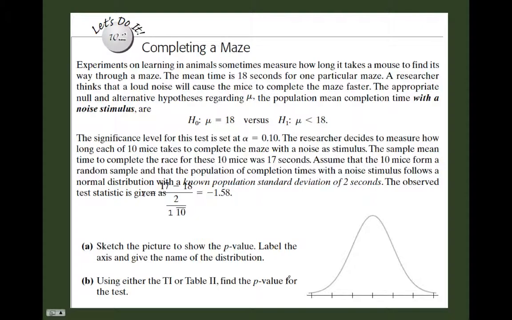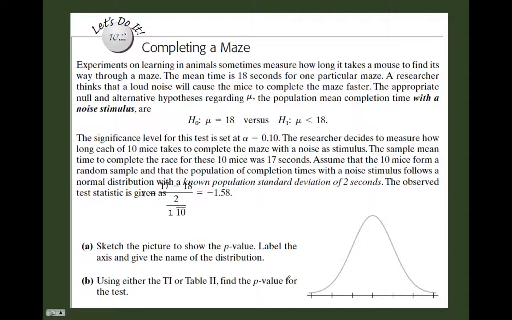The appropriate null and alternative hypotheses regarding mu, the population mean completion time with this noise stimulus, are: the null hypothesis, mu is 18. The alternate is mu is less than 18. The significance level for this test is set at alpha equal 10%.